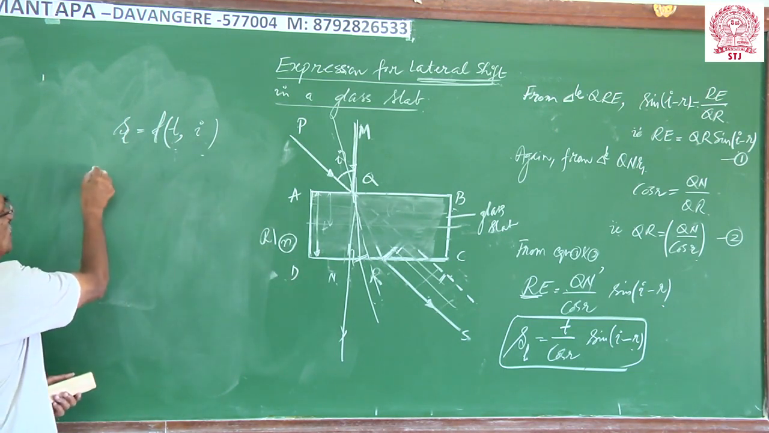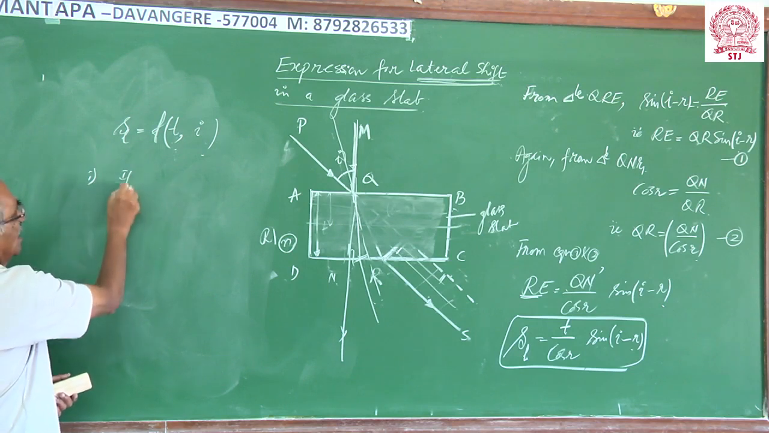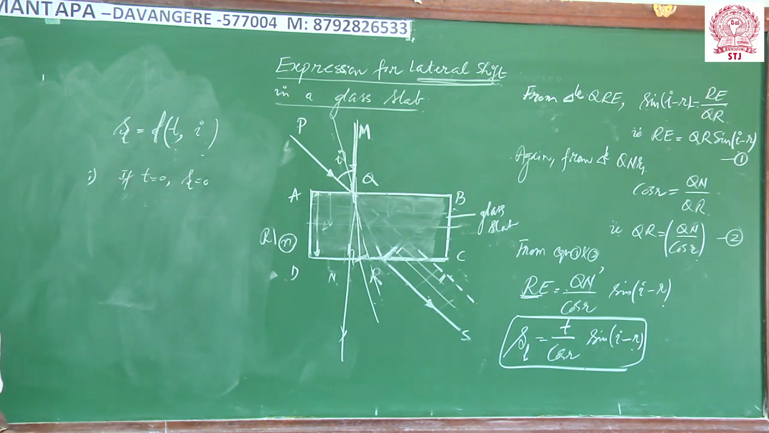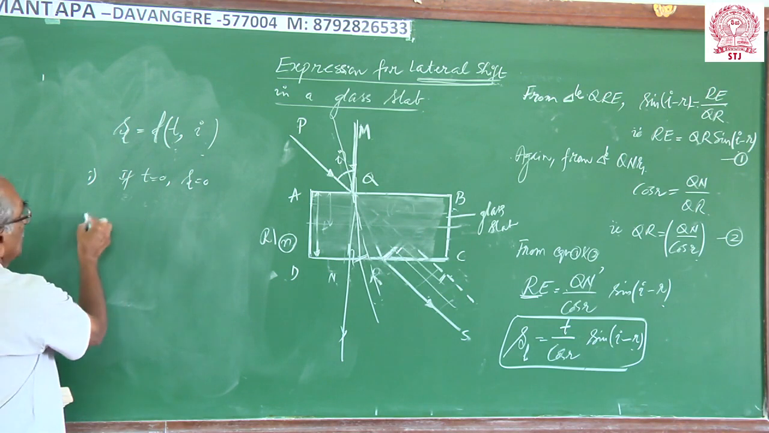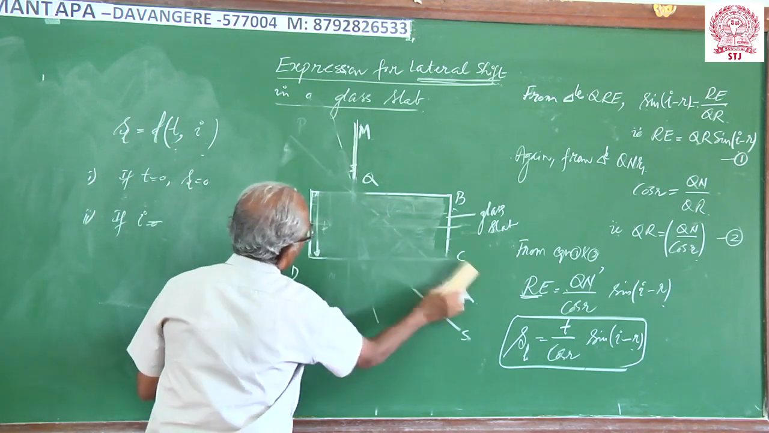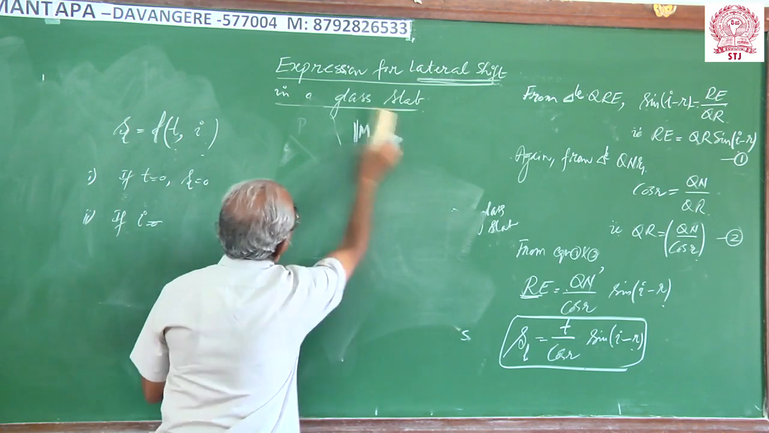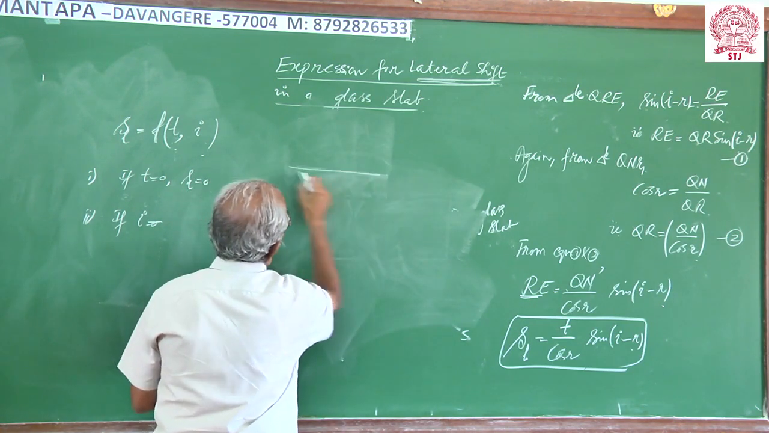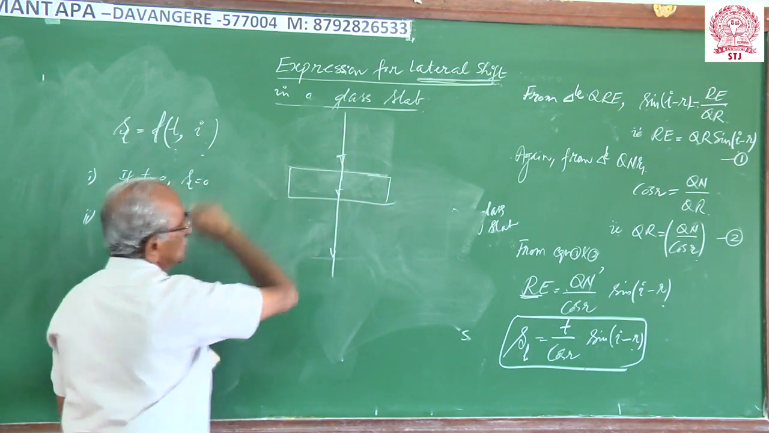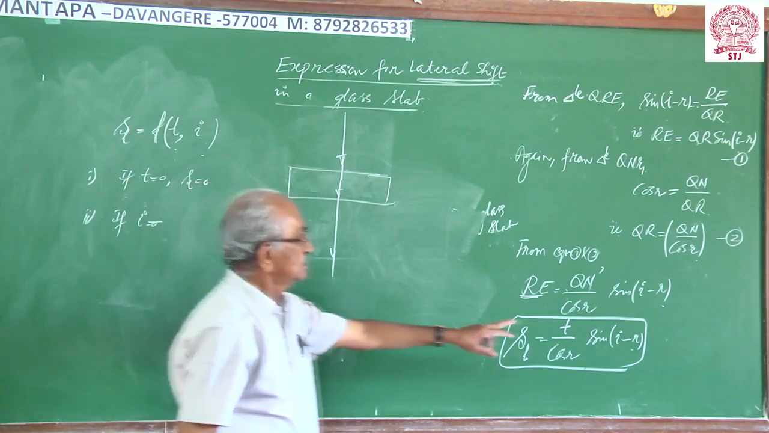See, mathematically also, if T is 0, lateral shift is 0, it's a trivial case. Passing through a plain glass sheet which is very, very thin, like a microscopic slide, there will be no shift. Now if I is 0, that is, light is entering like this, if you have a slab like this, let's suppose, light is entering like this, making an angle of incidence 0. Now this is 0.